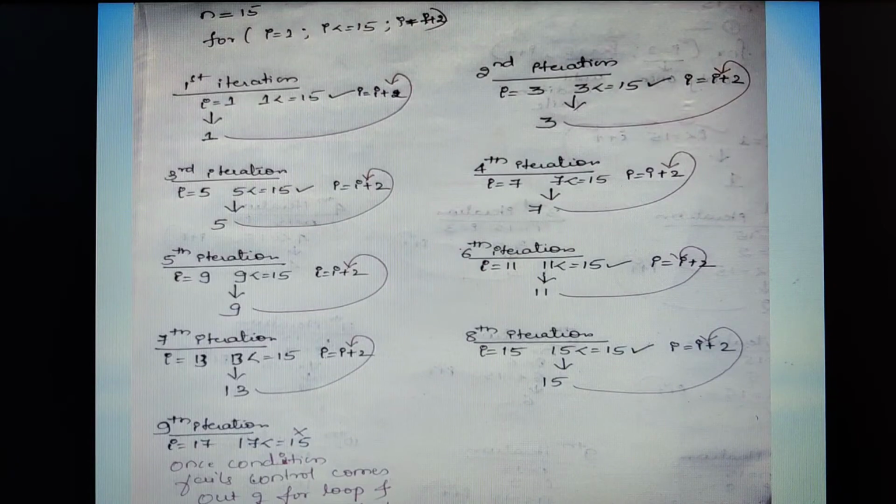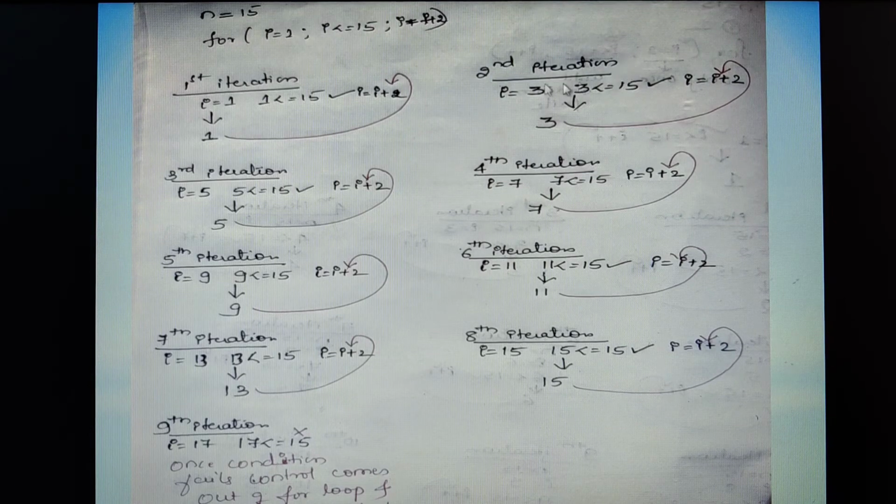Coming to the next slide, here I have given the explanation. I becomes I plus 2. Therefore, for the second iteration, the I value will be 3. 3 is less than or equal to 15, children. Yes, the condition is true. On satisfying, it prints the value of I, 3. Again increment: 3 plus 2, the I value will become 5.